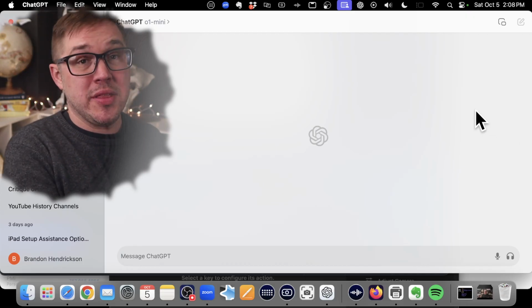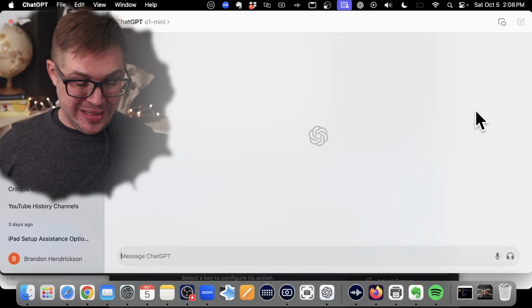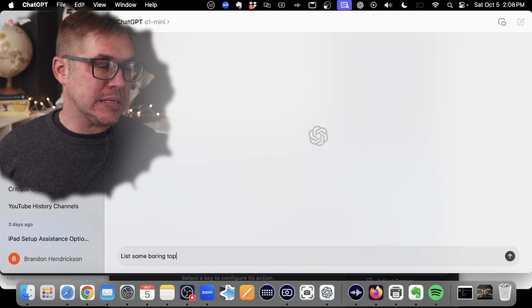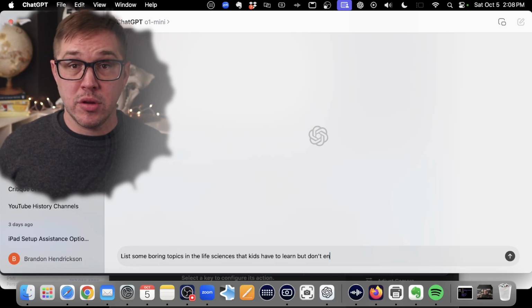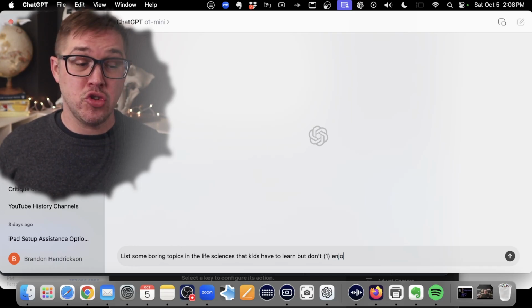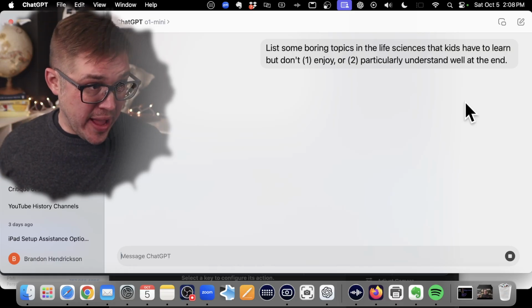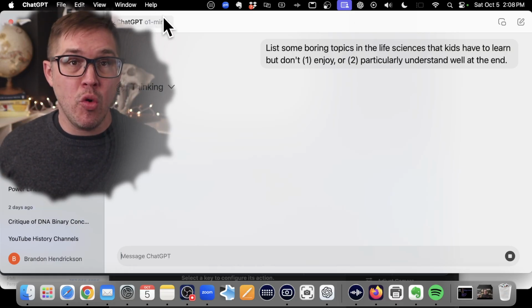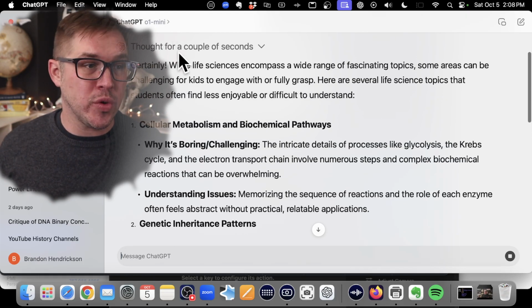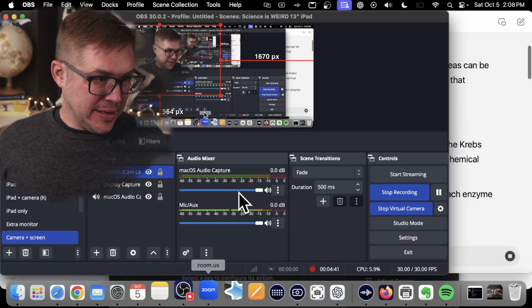So let me start then by asking ChatGPT to list some boring topics in the life sciences that kids have to learn, but don't enjoy, or particularly understand well at the end. Great. So here we have ChatGPT. I have it set right now to the model O1 Mini, which kind of does a research by looking at a lot of things.